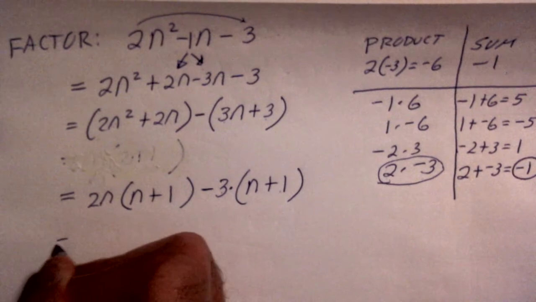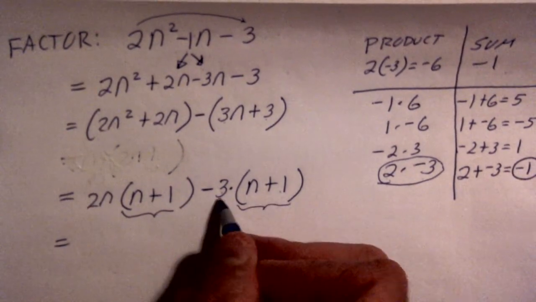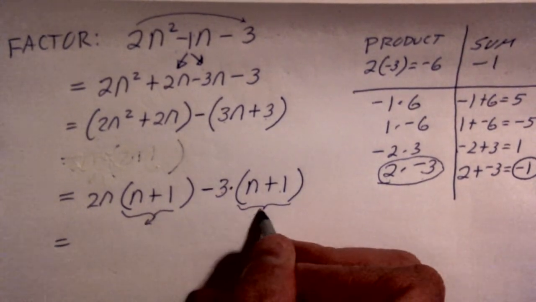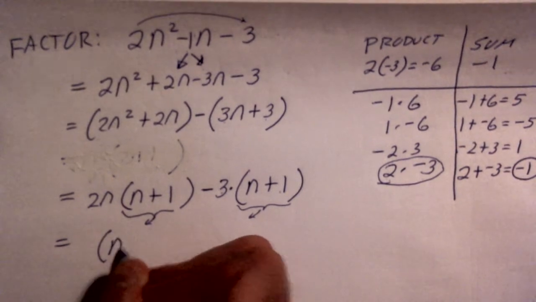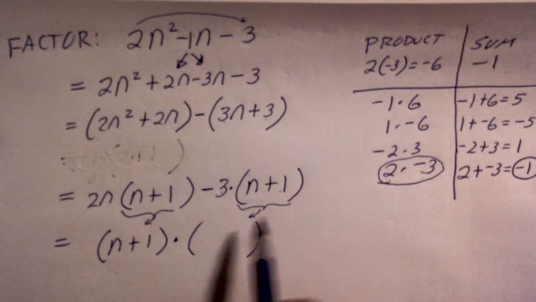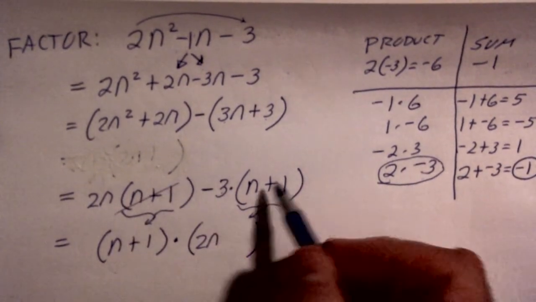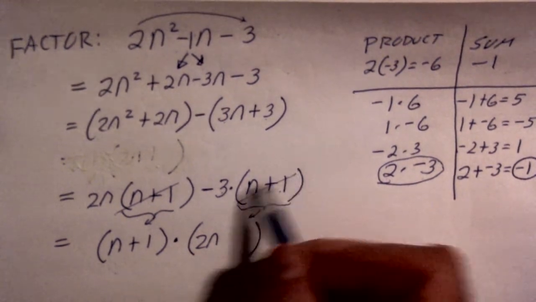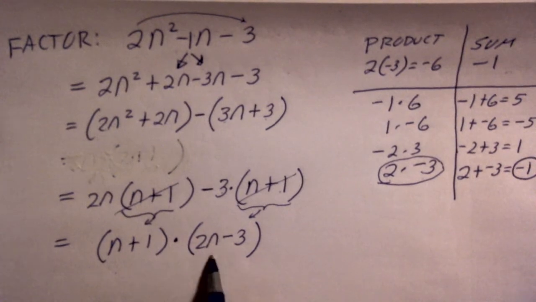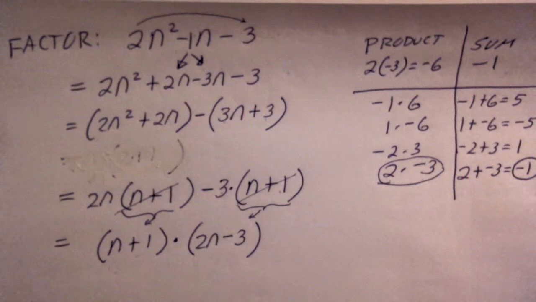Now we can see that we have a common binomial factor of n plus 1 shared by both this term and this term. Being the case, I can factor out the common binomial factor of n plus 1. There it is. Times, what do I leave behind? Well, when I factor n plus 1 out of the first term, I leave behind just 2n. When I factor n plus 1 out of the second term, I leave behind minus 3. Ladies and gentlemen, this is the factorization of that difficult trinomial. This illustrates the grouping method.